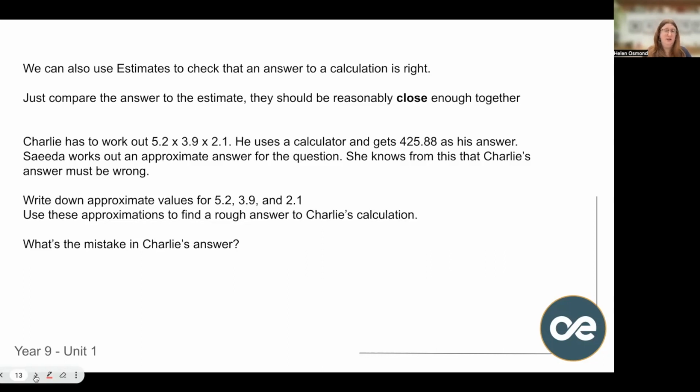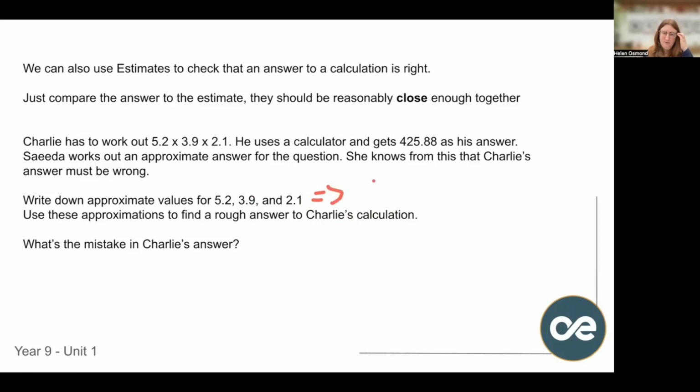If we have a look at this example then, Charlie has worked out 5.2 times 3.9 times 2.1. He uses a calculator and gets 425.88 as his answer. Saida works out an approximate answer for the question. She knows from this that Charlie's answer must be wrong. Write down the approximate values for 5.2, 3.9 and 2.1 and use them to find a rough answer. What mistake has he made? So here we go.